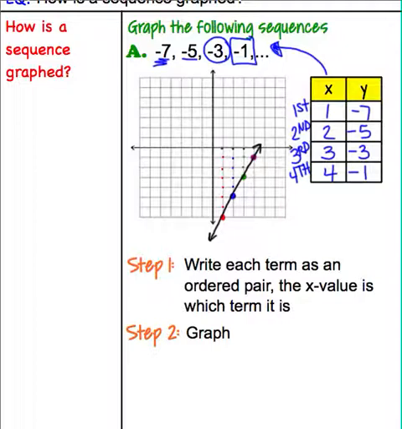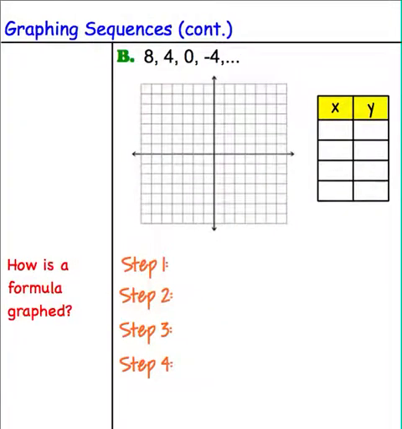Let's try another example. If you think you've got it, go ahead and try it without me and pause it while you do it, and then come back and check. So I have 4 terms again. I have 8, 4, 0, and -4. So I'm going to write for x 1, 2, 3, and 4. Because they're my first, second, third, and fourth terms.